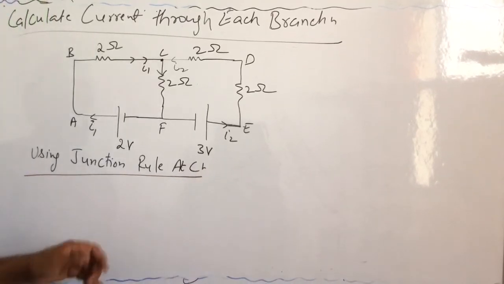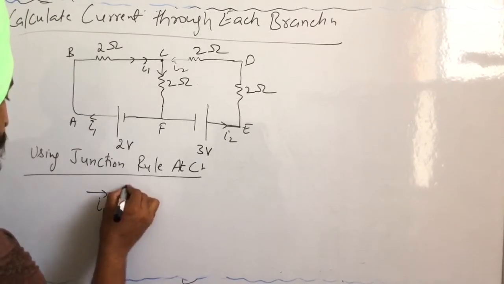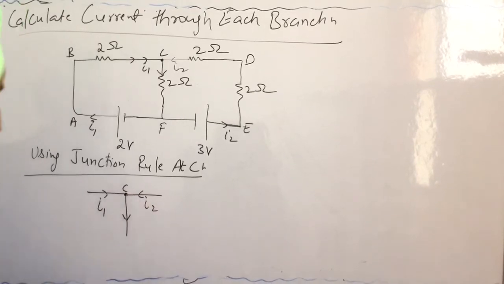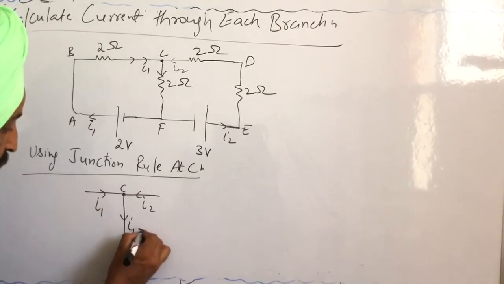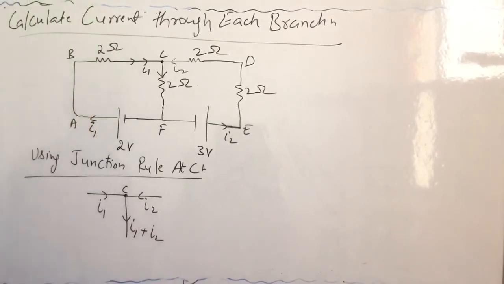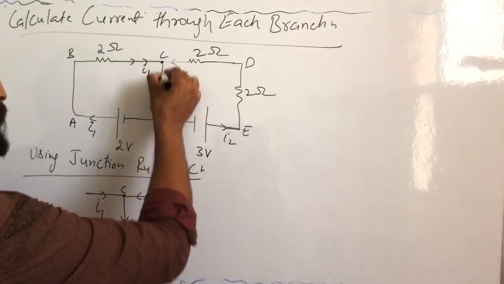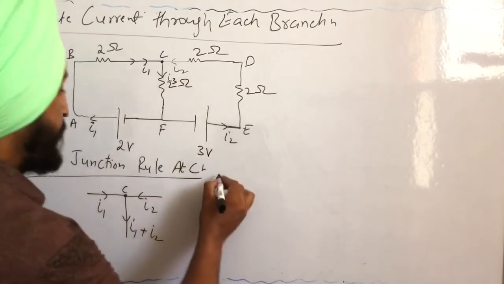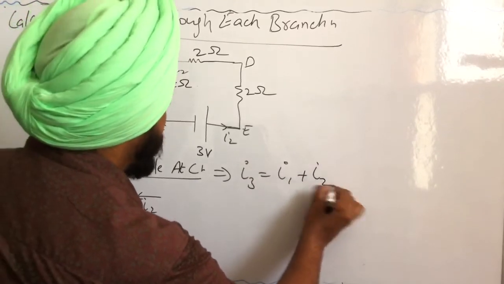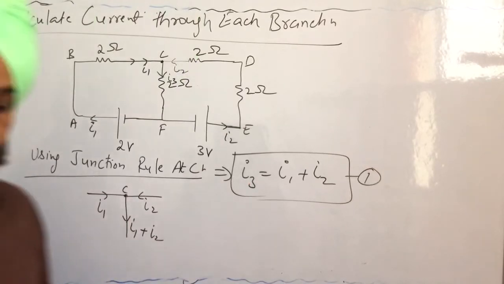Fine. So at C, the current entering from one side is I1 and the current entering from this side is I2. Therefore the current which will pass in this direction must be equal to I1 plus I2. This is in correspondence with Kirchhoff's junction rule. So I can simply write, let the current passing through this arm be I3, and I3 is equal to I1 plus I2. So this is our equation number 1 that we got from Kirchhoff's junction rule.